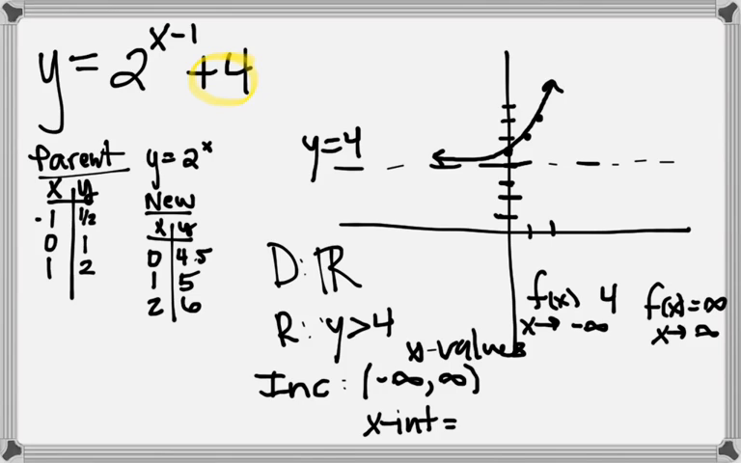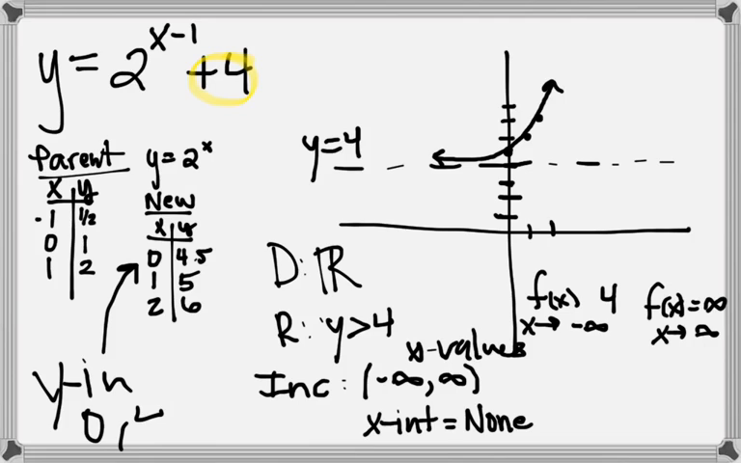How do we know that? None. Because the asymptote prevents it from getting down to the x-axis. Right? And so, if we look at the y-intercept, we did that in our table. Tip: if your table contains x of 0 or y of 0, then you've got one of those intercepts. Don't do all the extra work. Okay?